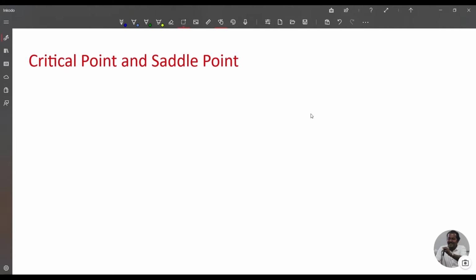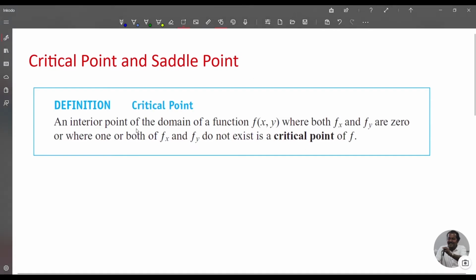First we define critical point: an interior point of the domain of a function f of x, y where both fx and fy, that is, the partial derivative of f with respect to x and the partial derivative of f with respect to y, are 0, or one or both of fx and fy do not exist, is called a critical point of f.